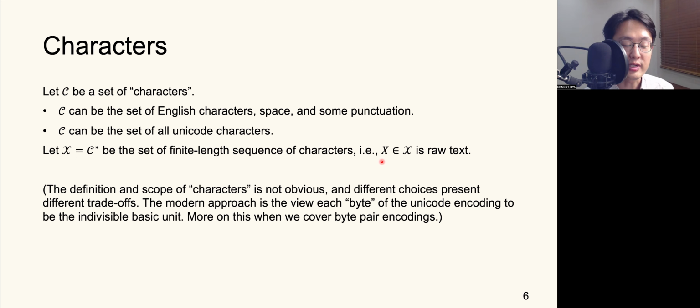And if you think about what text is, this set X equals C star is the set of text that we will be processing in language modeling. I will just quickly point out that the definition and scope of a character is actually not obvious, and different choices represent different trade-offs. The modern approach is to view each byte within a Unicode encoding as the indivisible basic unit. I'll come back to this point when we talk about byte pair encodings.